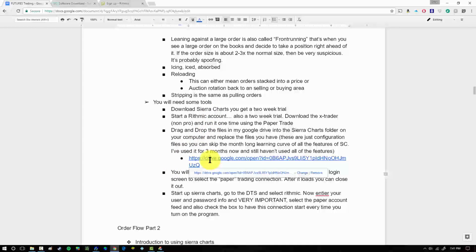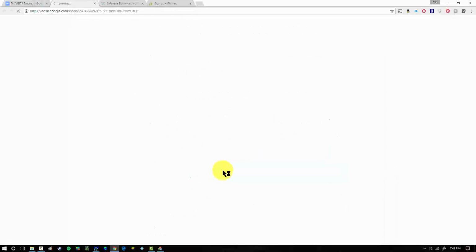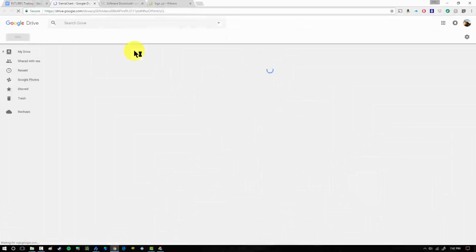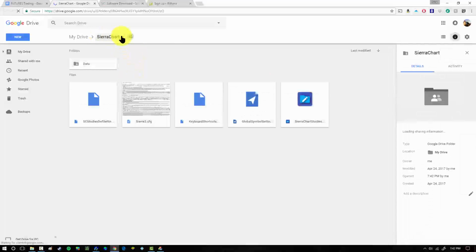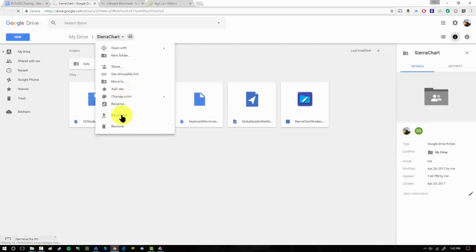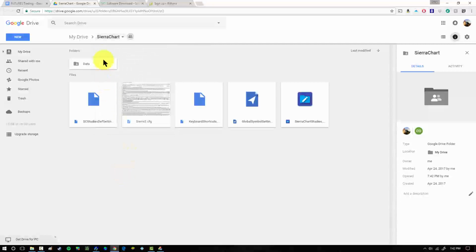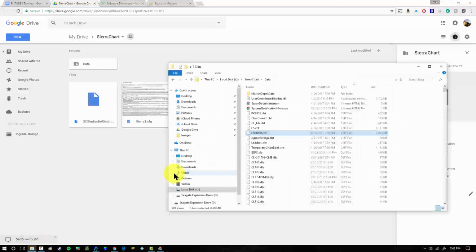I have a folder on my Google Drive, and I'll include the link for that. And you want to download the Sierra Chart folder. So it'll download a zip file. So go ahead and extract that zip file, and you should get a folder called Sierra Chart. Whenever you get that folder, just drag that folder to the C drive itself.